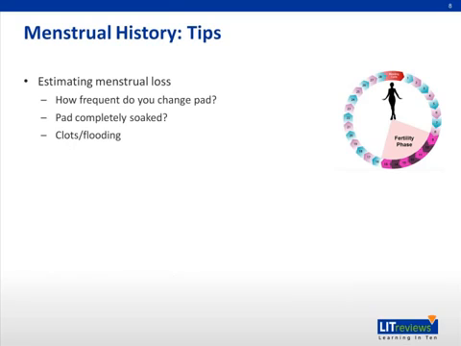Further on in menstrual history, it's important to estimate the menstrual loss in order to diagnose a case of menorrhagia. This can often be challenging. Some questions that can be asked are: how frequently do you change your pads? Was your pad completely soaked? Were there any clots or flooding? If they do not understand the term clots, you can ask whether they pass any tissue or liver-like substance.